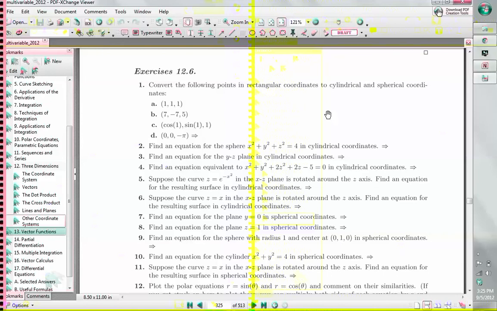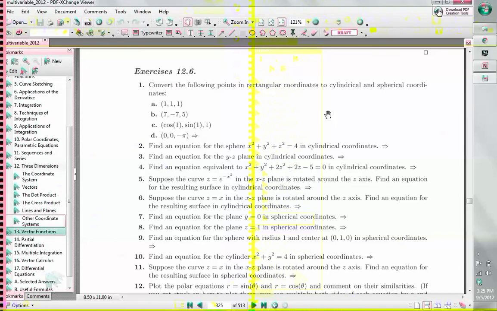I just want to talk about one. I don't want to actually do it. Convert the following points in rectangular coordinates to cylindrical and spherical coordinates. So here, you plot 1, 1, 1 in rectangular coordinates, and then you try to suss out what the cylindrical coordinates are. Let's see if we can do this just thinking about it without sketching too much.